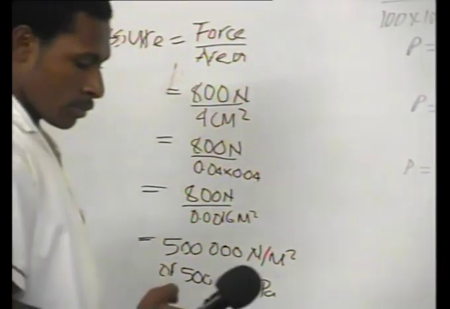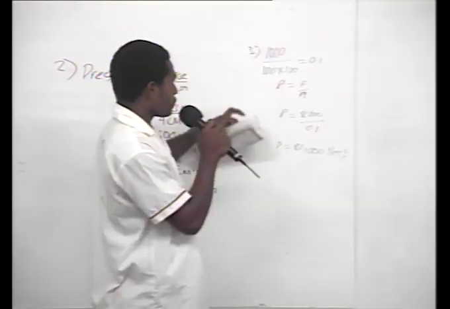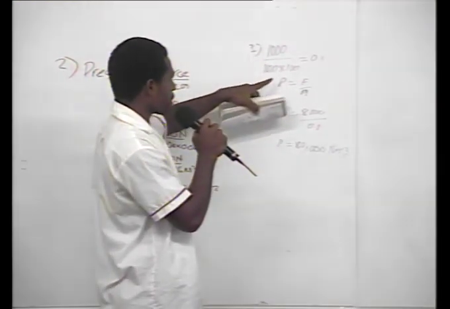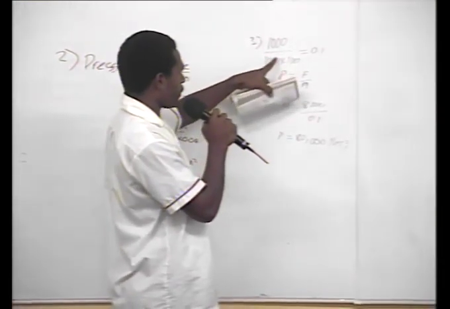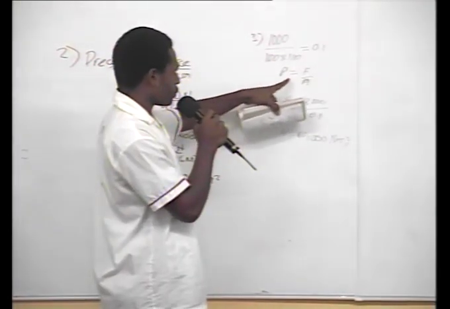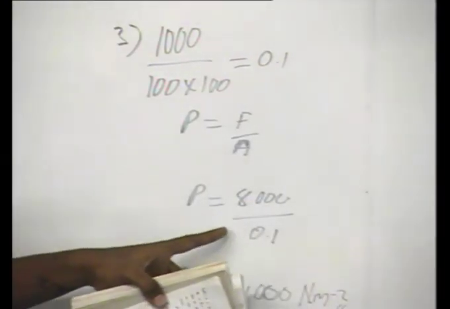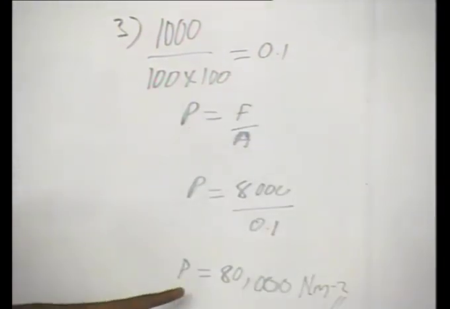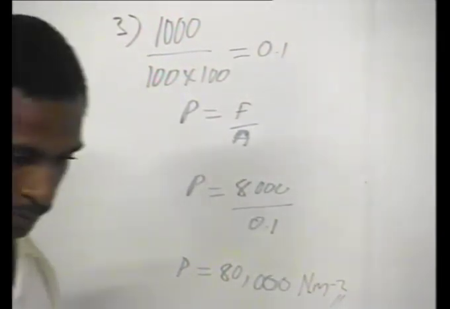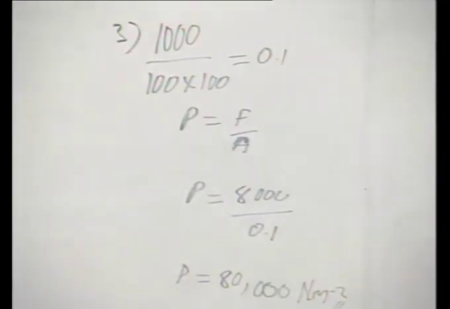Question number 4. Okay, in order to change to meters, I multiply by 100 and divide by 1,000 and came up with 0.1. The pressure is equal to force on area. Pressure equals 8,000 on 0.1. I came up with 80,000 newtons per square meter. Did you do question 4?